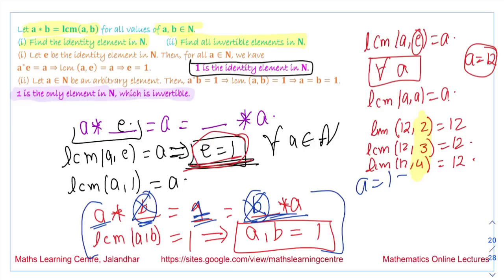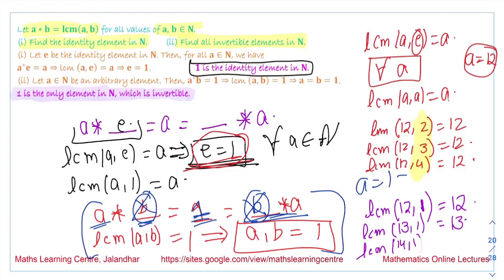Identity element means we are saying LCM of 12 and 1 is 12, LCM of 13 and 1 is 13, LCM of 14 and 1 is 14. So if we consider any element from this set of natural numbers and take its LCM with 1, we get the same answer. That is why we are saying 1 is the identity element.